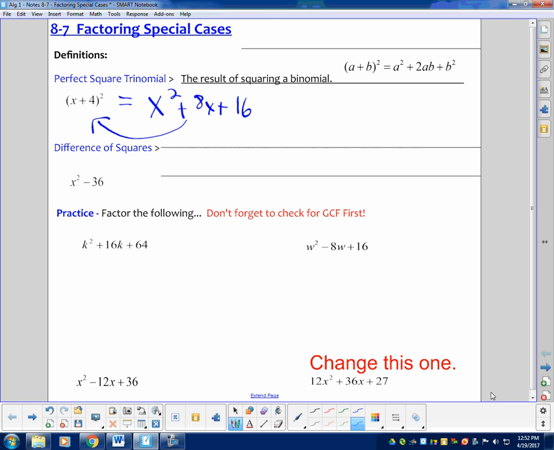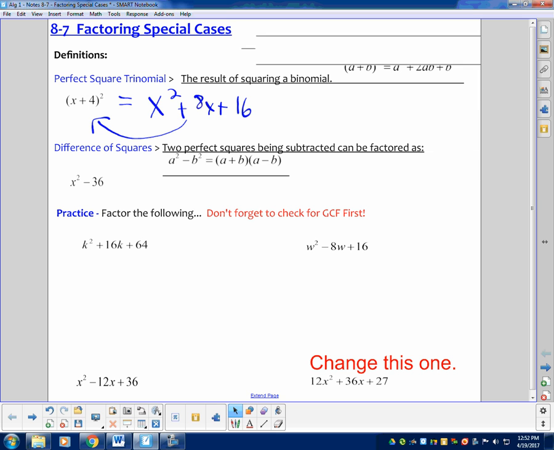Now, the other shortcut we're going to learn today is called the difference of squares. A difference of squares is when we take two perfect squares being subtracted. Two perfect squares being subtracted can be factored as a plus b and a minus b. In other words, we take the square root of each term and write it as a sum, which means adding the two, and then we write it as a difference, which means subtracting the two.